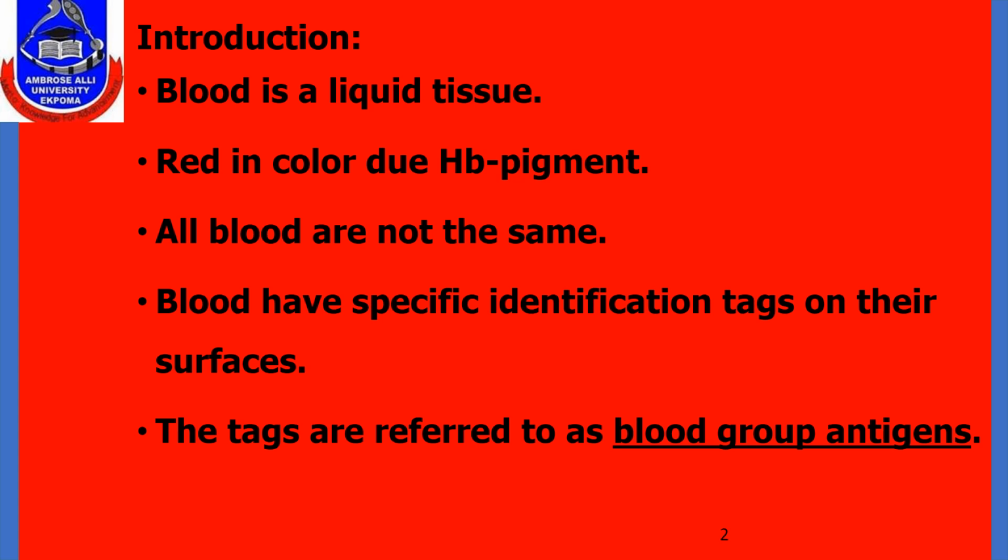Let's look at the introduction. We have earlier said that blood is a liquid tissue that is red in pigments due to the presence of hemoglobin molecule, and that all blood are not the same, having specific identification tags on their surfaces. These tags are referred to as blood group antigens.